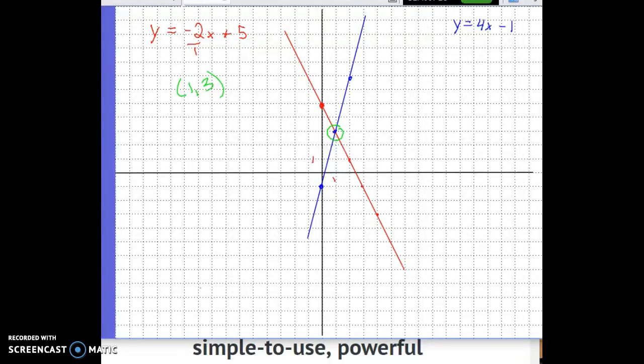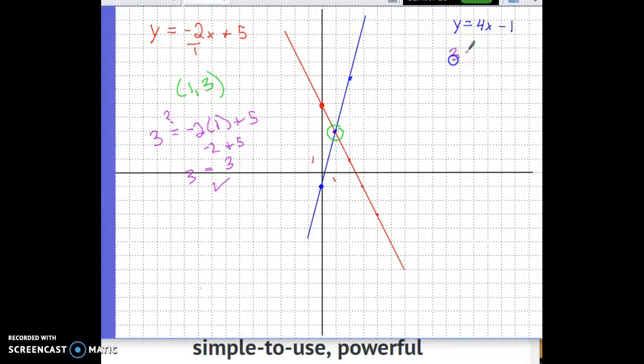Now, we want to make sure we're right. So to test to make sure it's right, we want to plug it into both. So the y is 3, the x is 1. We want to know, is it true? Negative 2 times 1 is negative 2. Negative 2 plus 5 is 3. It is a solution to the first.